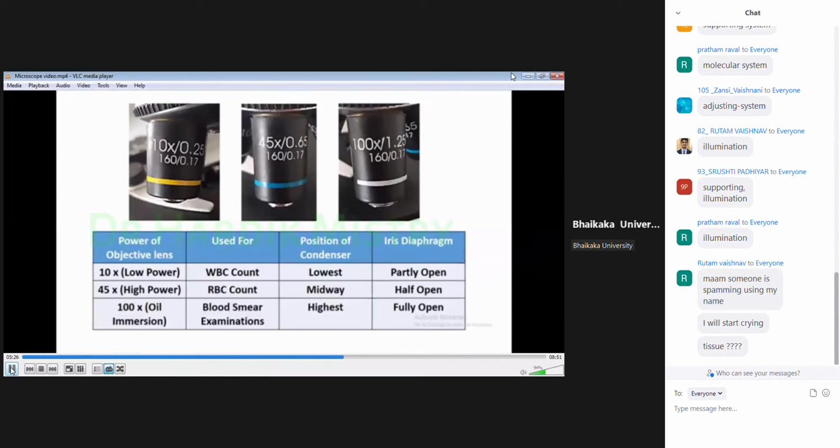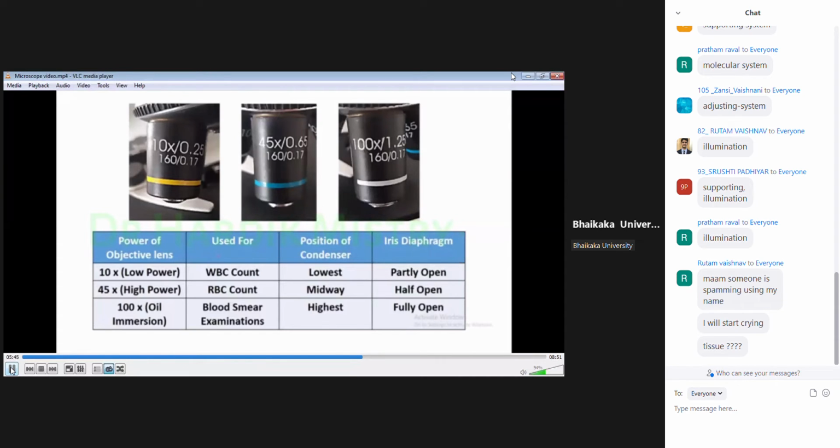How you are going to identify the different types of objective lenses. On the objective lens there is a written 10x, 45x or 100x, or simply they will be colored. Yellow color is for the 10x, blue color is for the 45x, and white color is for the 100x.